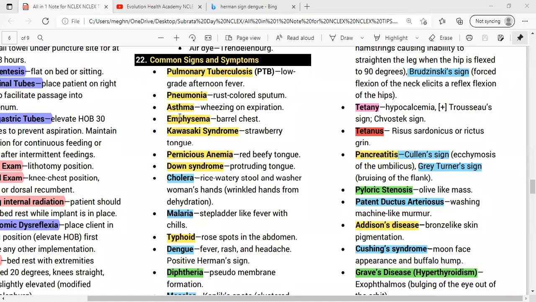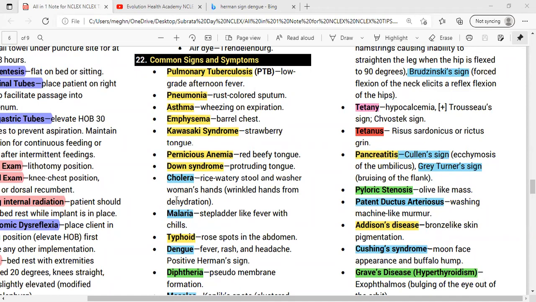If a patient has Kawasaki syndrome, it usually presents with a strawberry-like tongue. Pernicious anemia, because of vitamin B12 deficiency, the patient develops a red beefy tongue. In case of Down syndrome, a chromosomal disease and genetic disorder, we find a protruded tongue or dribbling of saliva. In case of cholera, rice-watery stool.